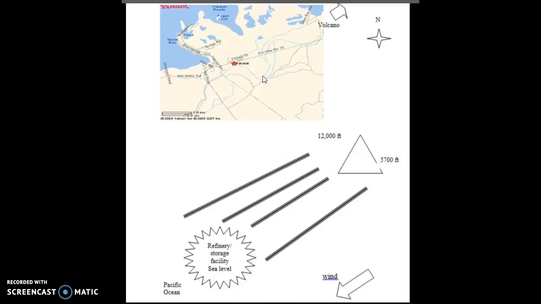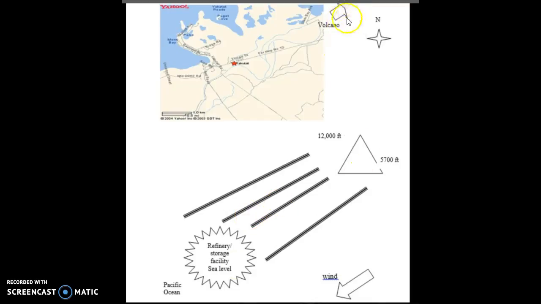In light of the fact that there's going to be a gas eruption, with gas coming out of the volcano. This bottom part here is just to show you the elevation change and where your city is at, and that there's this refinery or storage facility that's down here.